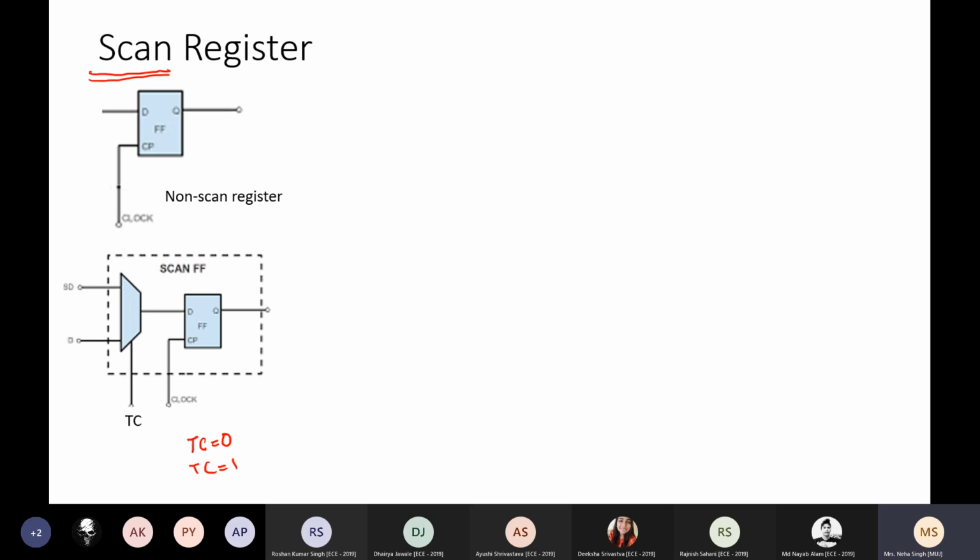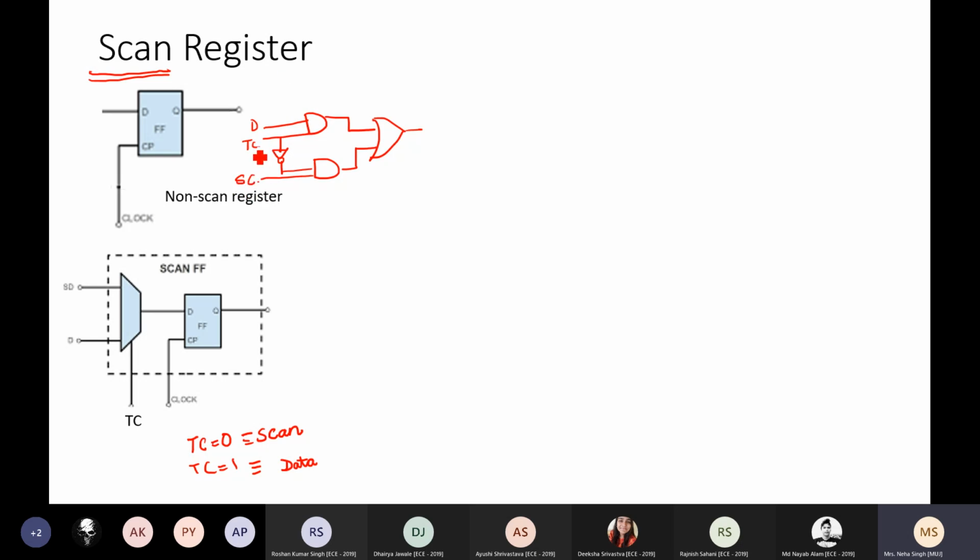Right? It got reversed. TC equal to 0 is scan and TC equal to 1 is the data mode. So if TC equal to 0, this line is selected. If TC equal to 1, this line is selected. If I simply construct this mux with the help of logic gates, the construction is something like this. And this is D, TC, NOT gate, and here I have scan data.